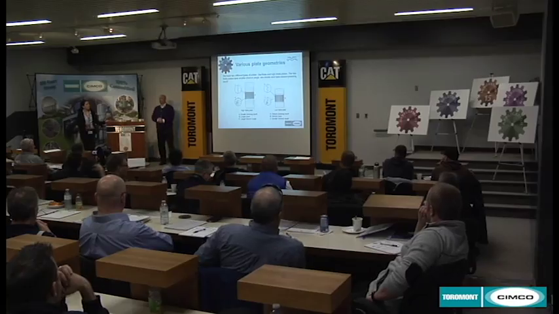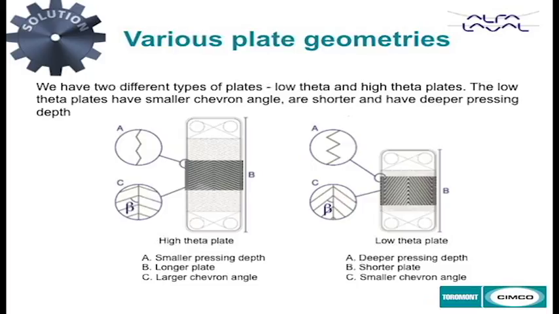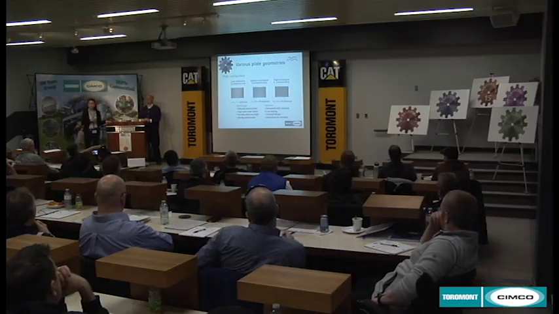We have various plate geometries. We have two different types of plates depending on the chevron angle: a low theta and a high theta. I'm going to talk a little bit more here. We have low turbulence and pressure drop, medium, and high turbulence. So we have three different types of plates.